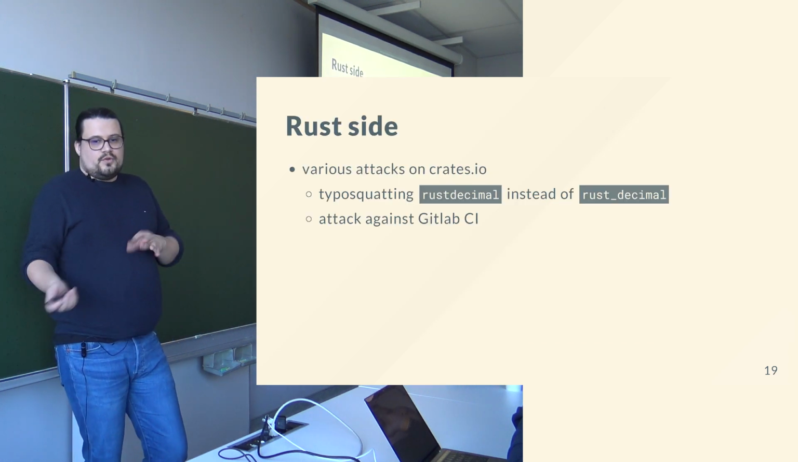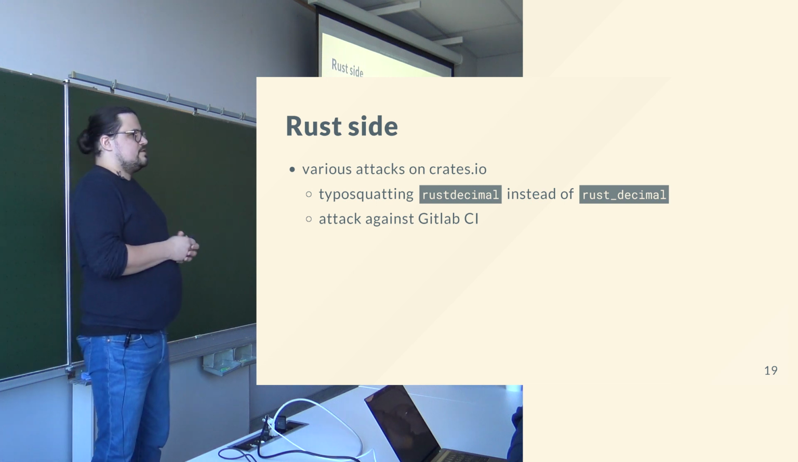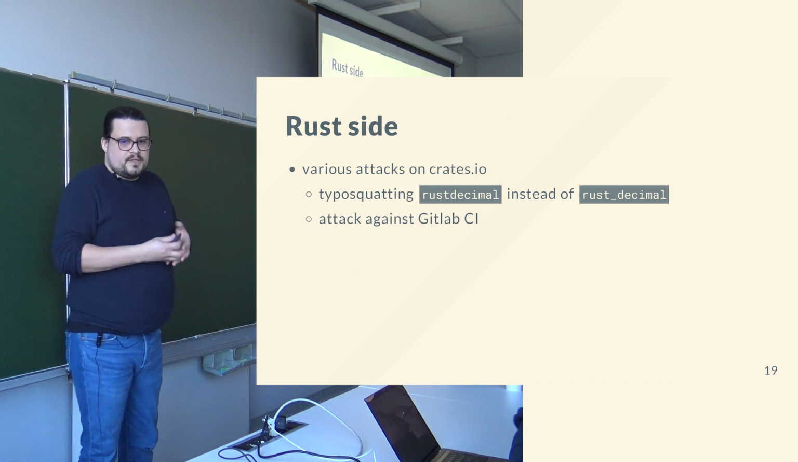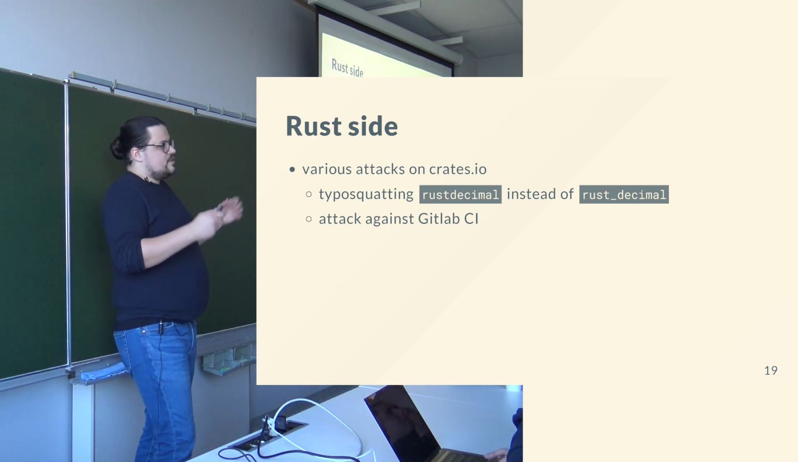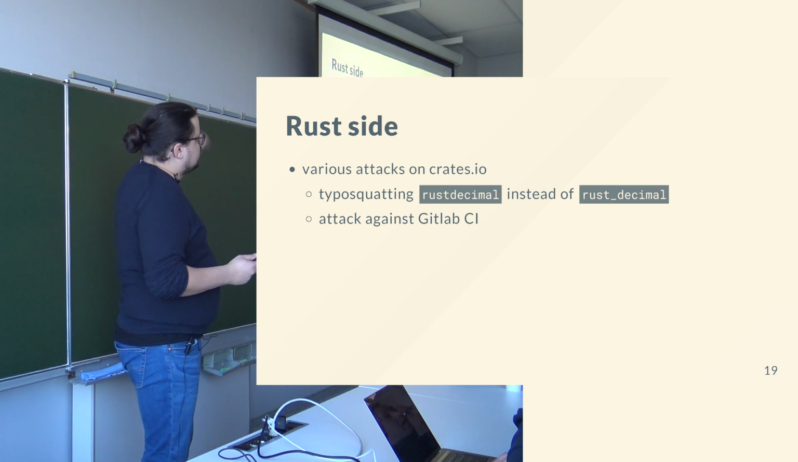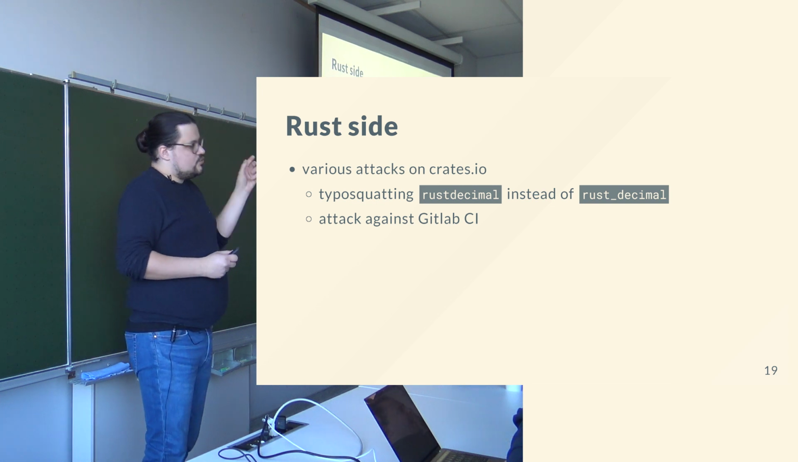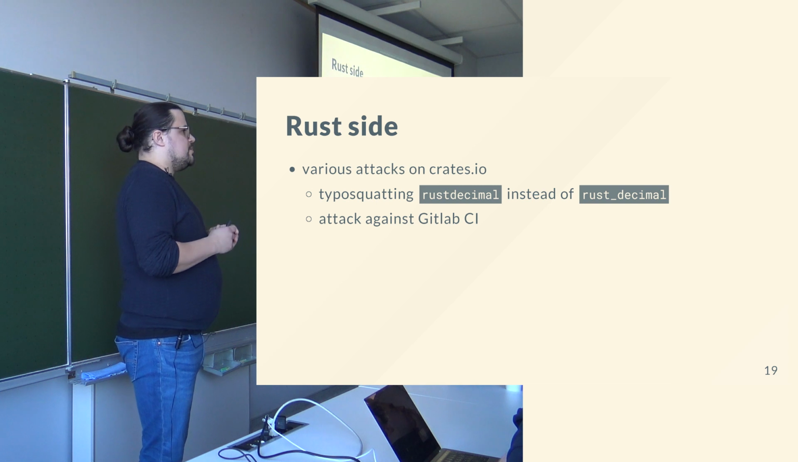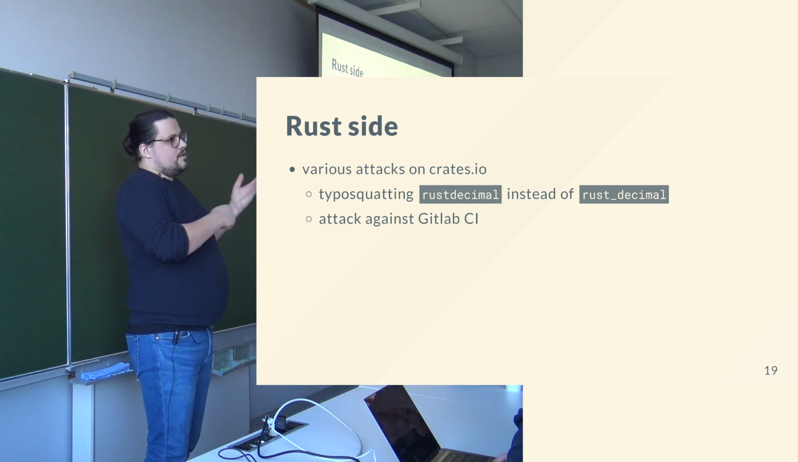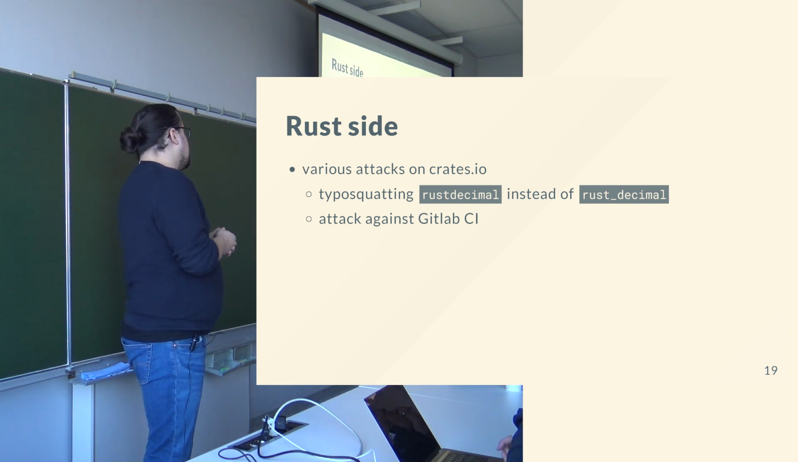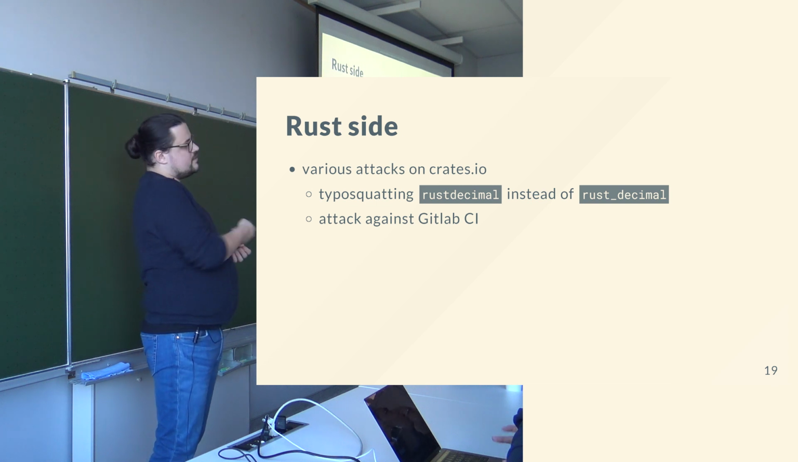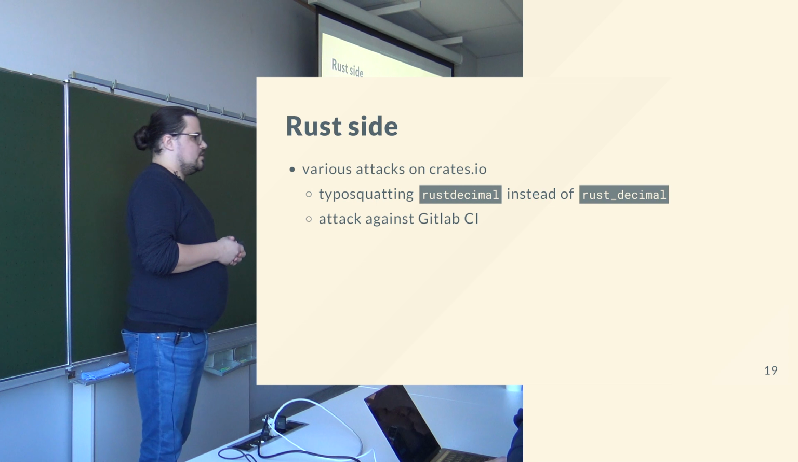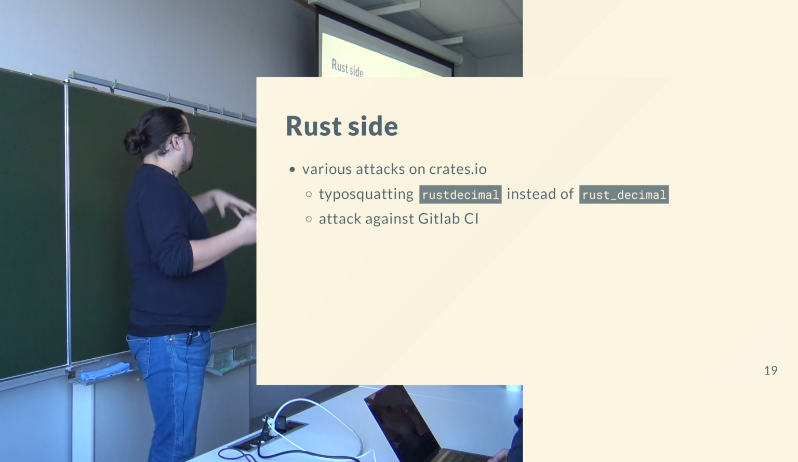On the Rust side, it also happens, even if it's a smaller ecosystem with fewer dependencies in general and a younger ecosystem. There have already been typosquatting attacks. So typosquatting is when you publish a library with a name close to a popular library, and you expect that some developers will, for example, miss the underscore, and they will get an almost identical library, but with an additional payload. And in this case, it was an attack against GitLab CI, with specific code to attack GitLab CI where the code could be tested from.